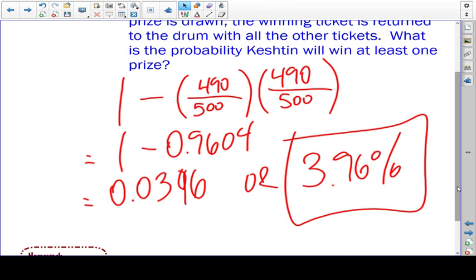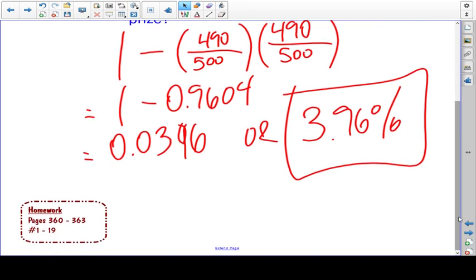So here's the homework. In your textbook, pages 360 to 363, numbers 1 to 19.